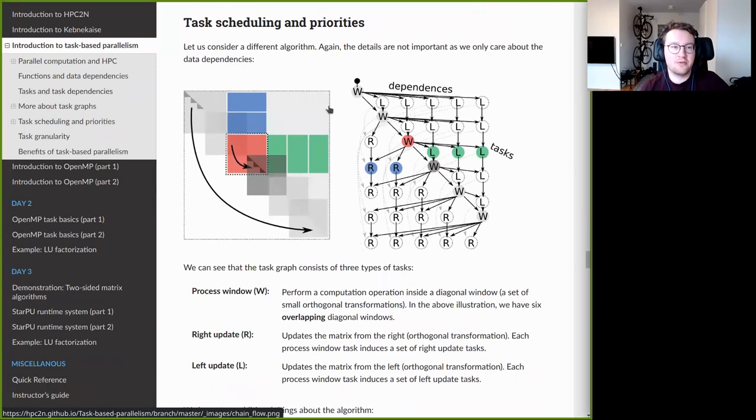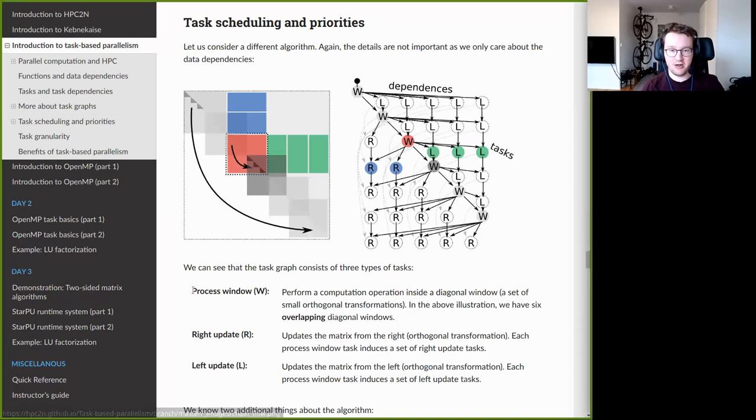So I'll be looking for a different algorithm. Again, I'm not defining how the algorithm itself is implemented. The only thing I'm interested in is how different tasks depend on each other. In the case of this algorithm, we have a sequence of operations happening on the diagonal of the matrix, and so we have a sequence of overlapping diagonal windows.